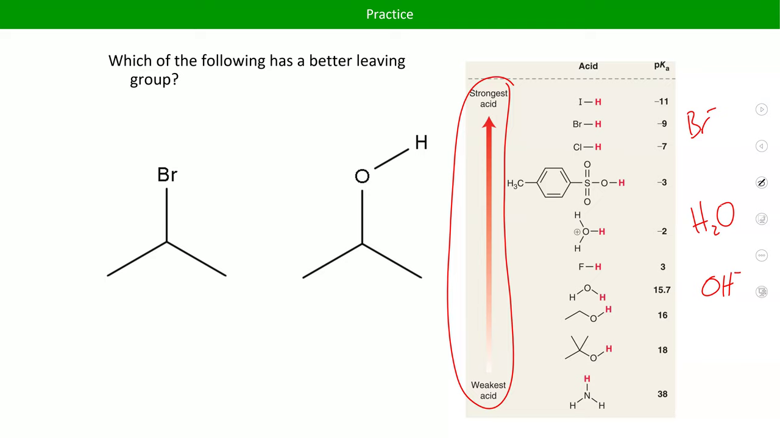That was going to be my question about this molecule, if we added another hydrogen to it. Right, if you added another hydrogen to it, you can protonate that. Bromine would still be a better leaving group. This one's better than the previous one.